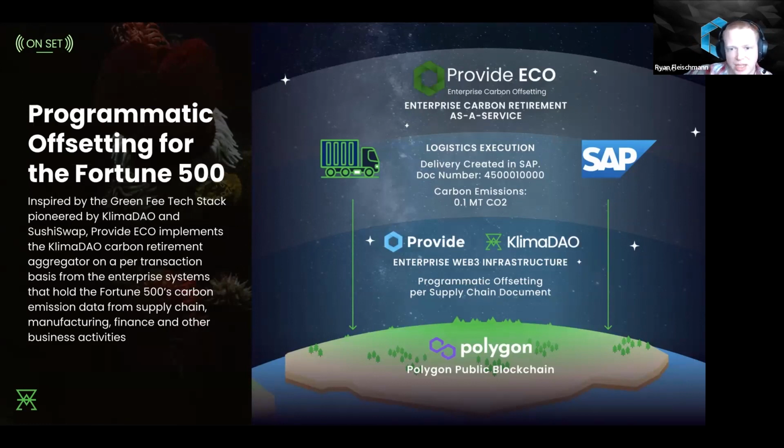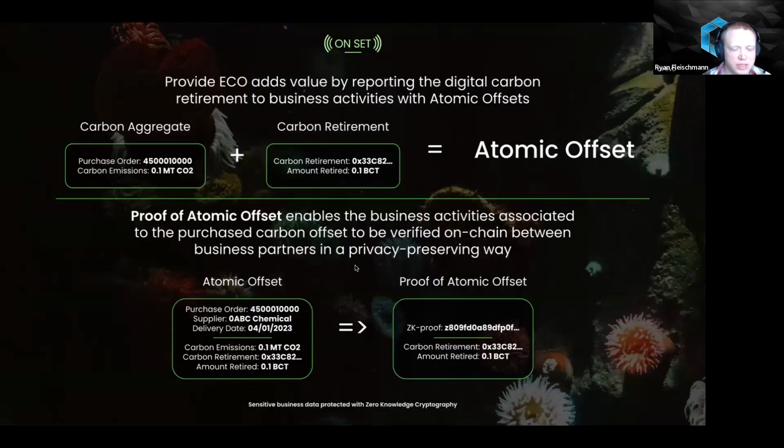So Provide Eco works as this tool that does this programmatic offsetting per supply chain document. And we've made the module of Provide Eco very flexible, such that whether you're measuring carbon emissions by purchase orders or manufacturing or finance activities or something else, you'll be able to access this carbon retirement as a service, as we call it, through the Provide Eco and Web3 infrastructure integrated to Klima. Let's go to the next slide.